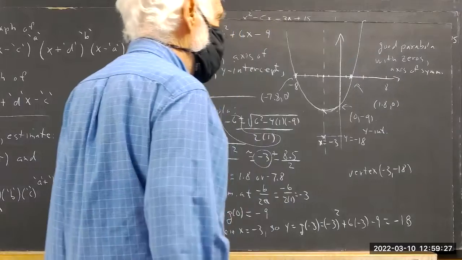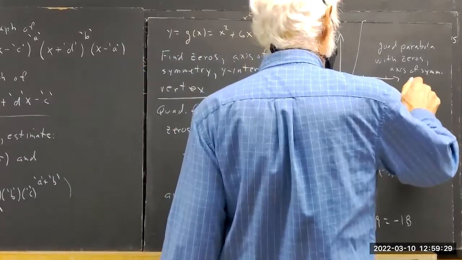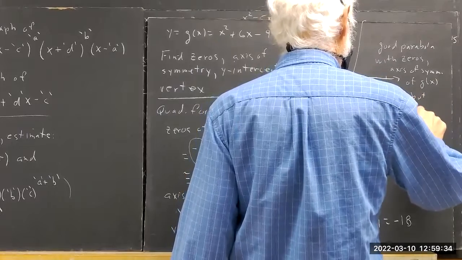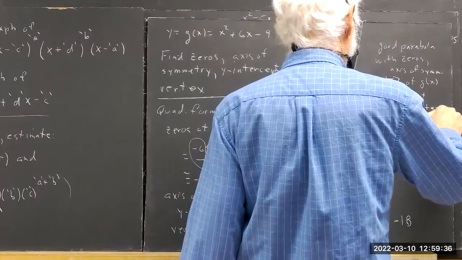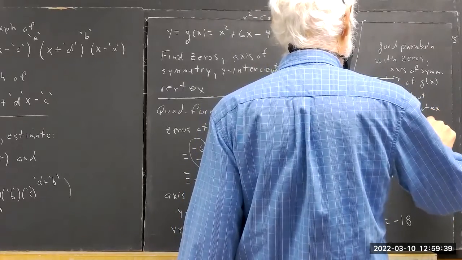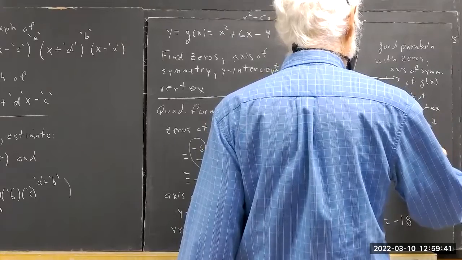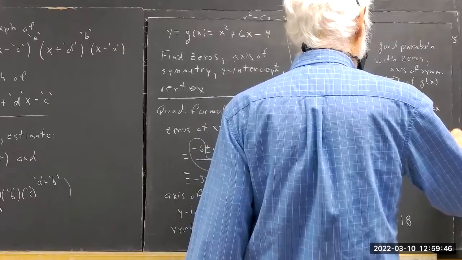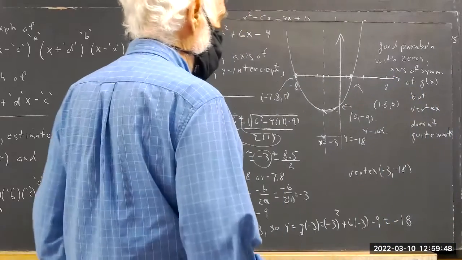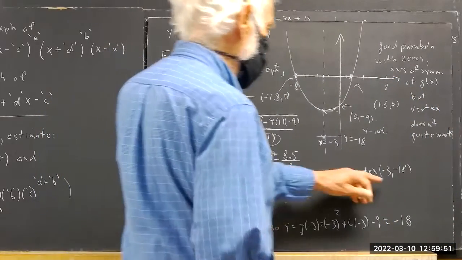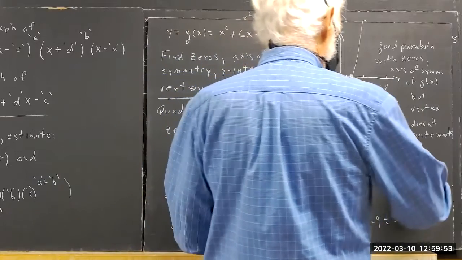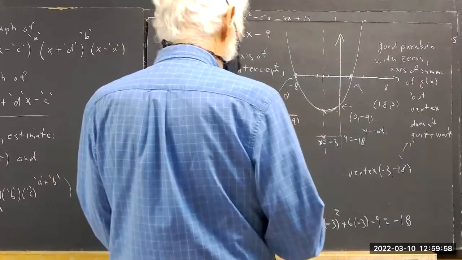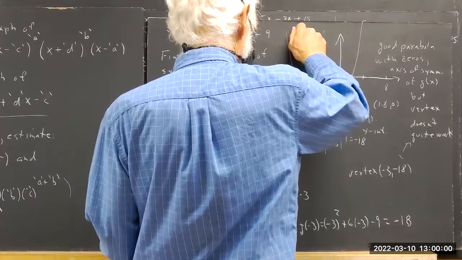The zeros and axis of symmetry. Do that. But the vertex doesn't quite work, because the vertex is -3, -18, which is much lower than it was when I drew this. So I'm going to have to draw a steeper parabola.